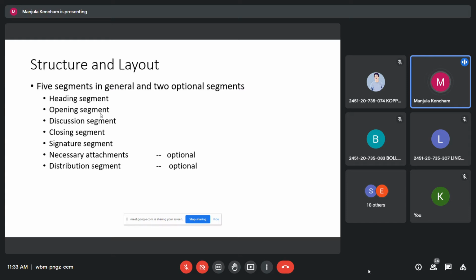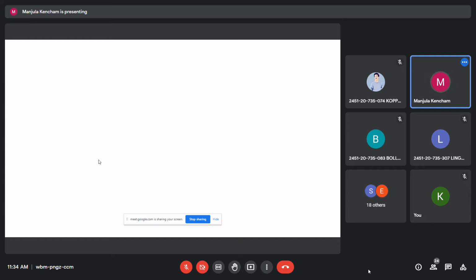So it should basically have the five segments: heading segment, opening segment, discussion segment, closing segment, signature segment. These are mandatory, these are optional. Necessary attachments, attached or enclosed. Distribution segment, CC, carbon copy, courtesy circulation. You may say this is to be circulated for so many people within the department.